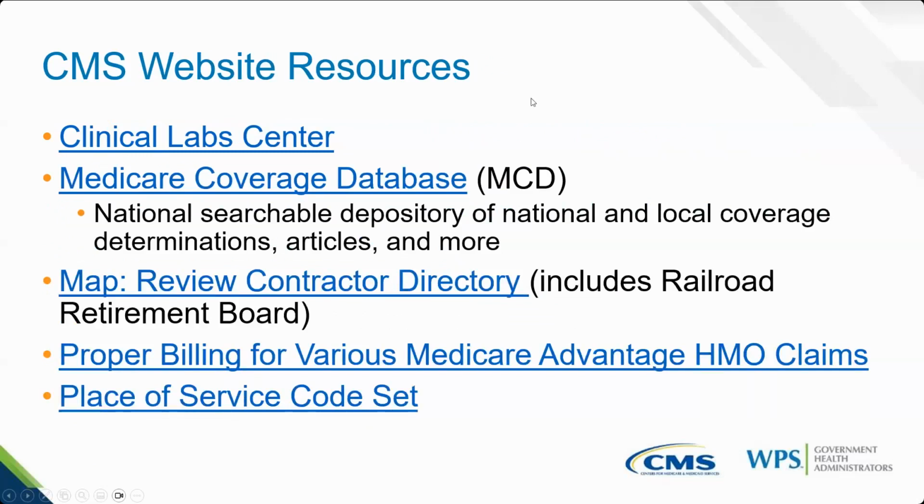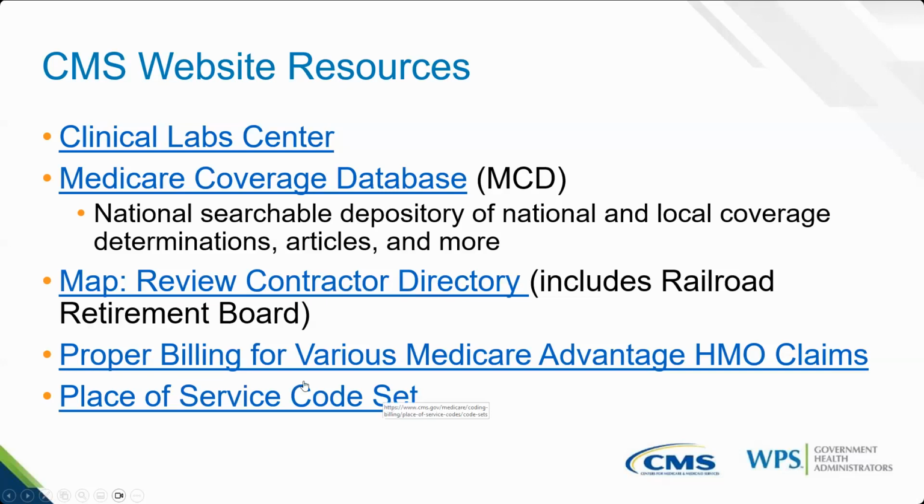More resources: Clinical Lab Center, the Medicare Coverage Database, that's a searchable depository of national and local coverage determinations and articles. This review contractor directory will help you determine if you need to submit your claim to the Railroad Retirement Board, or maybe you'll need to submit to another Medicare contractor or even a review contractor. This is an interactive map. It's the United States. You just click on your state and you'll find a list of all of the contractors there for you.